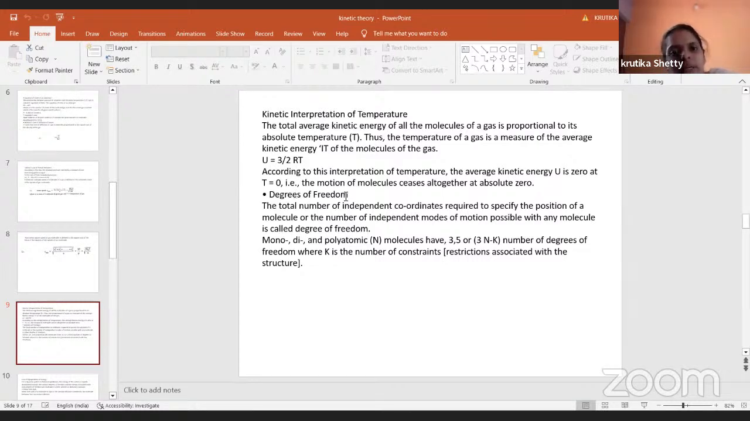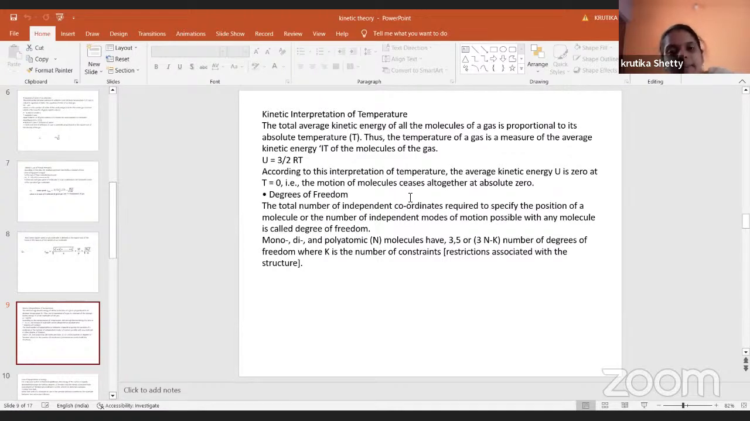Then here we have one concept called degree of freedom. So what is degree of freedom? Degree of freedom is the number of independent ways in which the molecules are free to move in the possible directions. That is what we call degree of freedom, right?